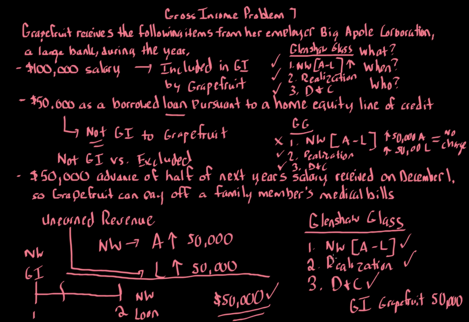So that's really the way to think about that, is that in this example, it is closer to the pure salary because when you look at it over the 2 years, it would be salary anyways. It's just a question of do we do it in year 1 or year 2? And again, the case law said it's in year 1. So we have $100,000 salary plus $50,000 of advanced salary, which means that Grapefruit has $150,000 total of gross income from these 3 issues.